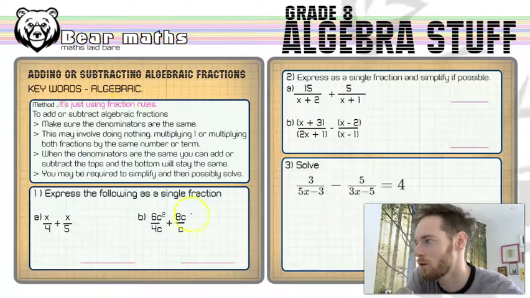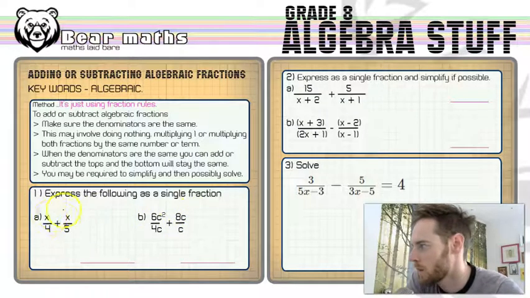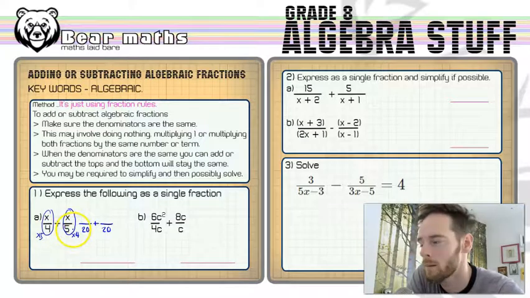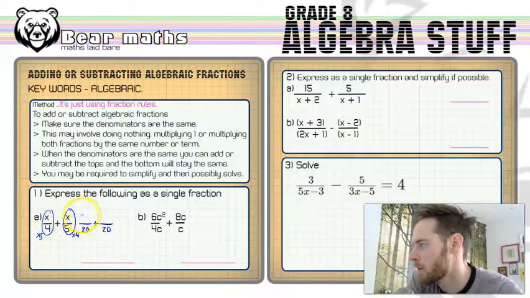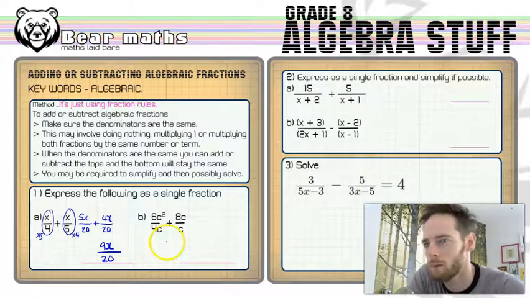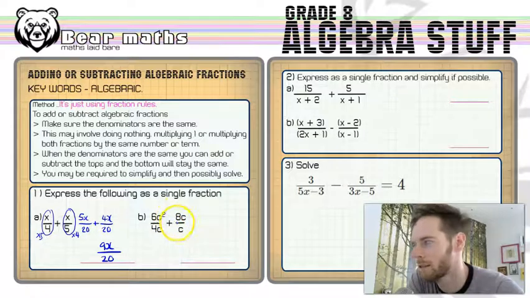Okay, so we'll use this method to answer the questions that we've got here on this slide. Now, this first one looks nice and easy, just got to be careful. Bottom numbers are different. Let's multiply this one by 5 and this one by 4. That would give us, and I'll do it in this way, you can do it a different way, 20 on the bottom for both of those. There's our common denominator. So this one's got to be multiplied by 5, so that's 5x. This one's got to be multiplied by 4, so that's 4x. And then 5x plus 4x is 9x. The bottom number stays the same, so it's out of 20. So that's a pretty simple one. You'd be lucky if you got that these days.